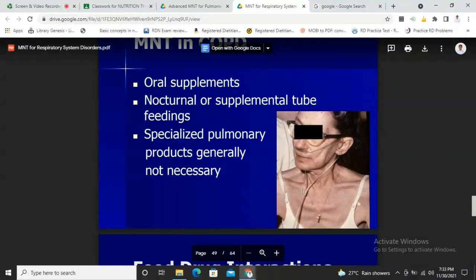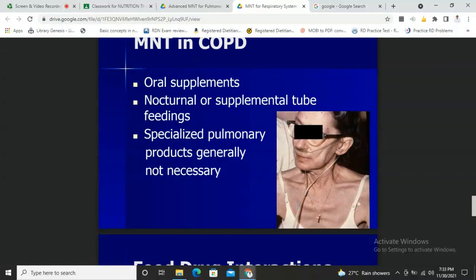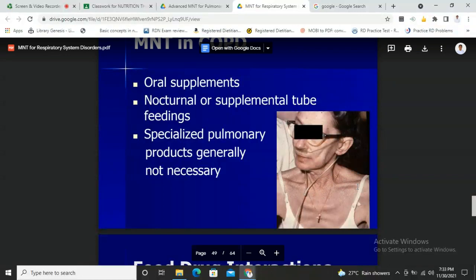So kani this is an example of a respiratory patient nga, as you can see, naanay mga subcutaneous fat loss diri. Kung i-assess nato ni sa NFPE, this is severe wasting already. So severe malnutrition na ni.